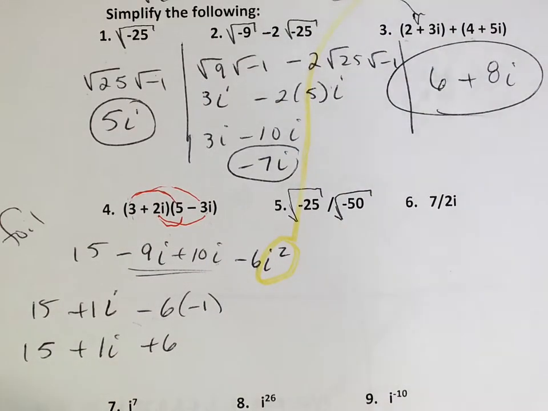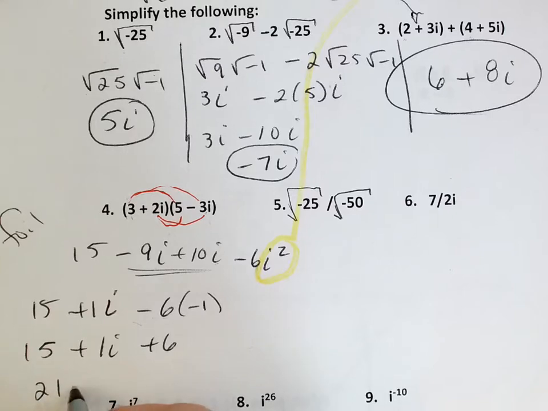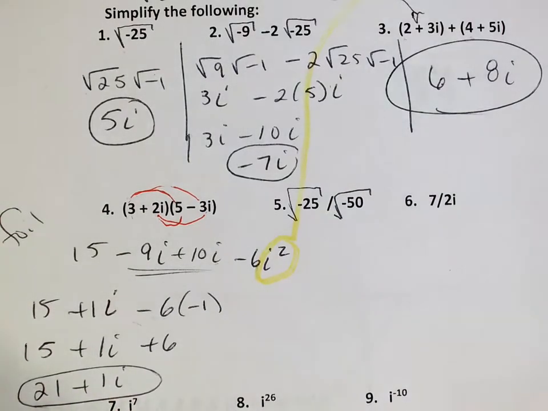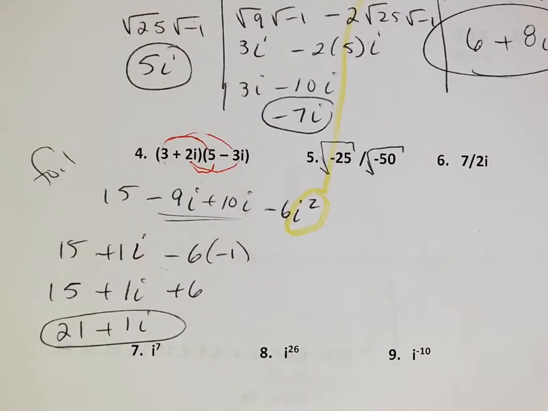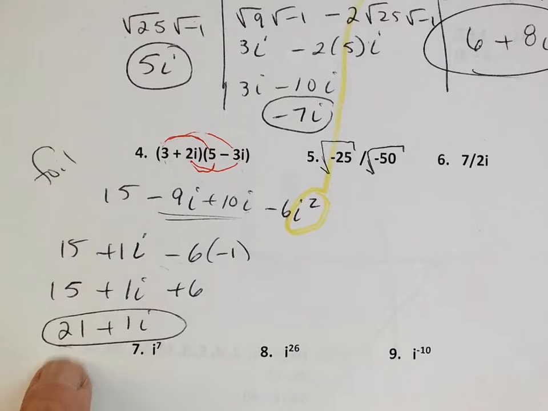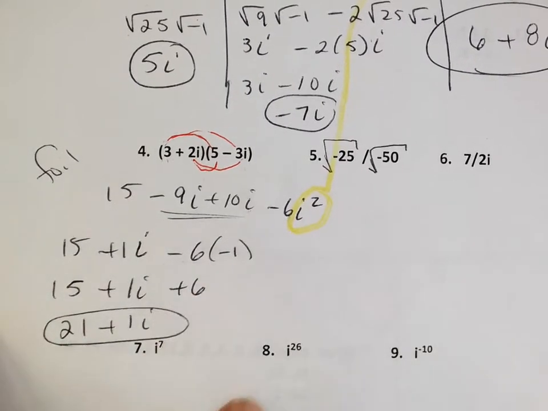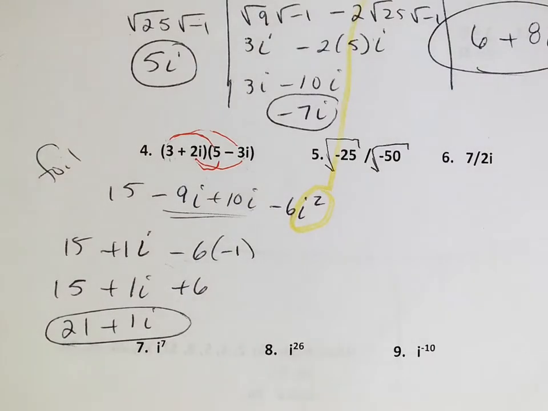And then we're going to go 21 plus 1i. You don't really need the 1 there, but I put it there anyway, okay? So the rule is, and I would never mark it wrong, but the rule is real goes first. Does that make sense? Real plus imaginary. If you wrote it the other way, it's still okay, but the rule is put the real, then the imaginary, okay?